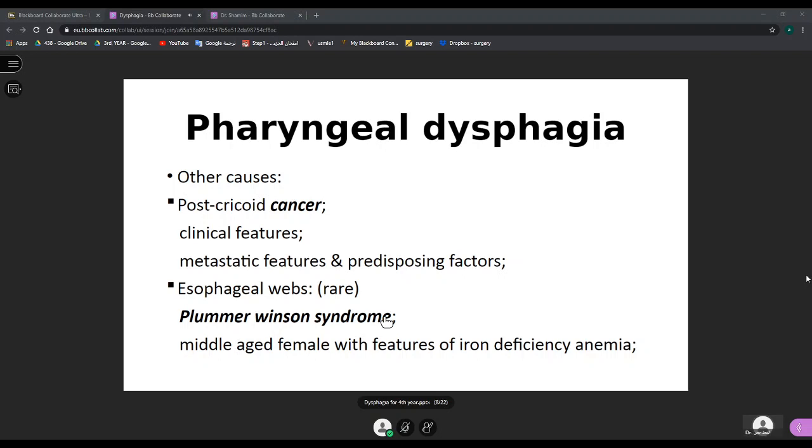This condition is characterized by iron deficiency anemia, so it is usually mentioned in physiology or pathology in relation to iron deficiency anemia. Plummer-Vinson syndrome usually happens in females, more than males, usually middle-aged females around the age of 40 years. They tend to have webs, which act like bars that obstruct the movement of food from the pharynx into the upper part of the esophagus, and the patient will characteristically have the features of iron deficiency anemia.